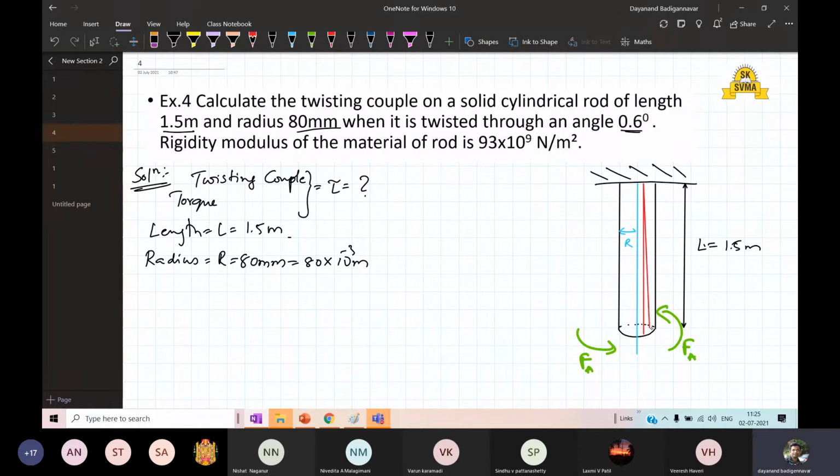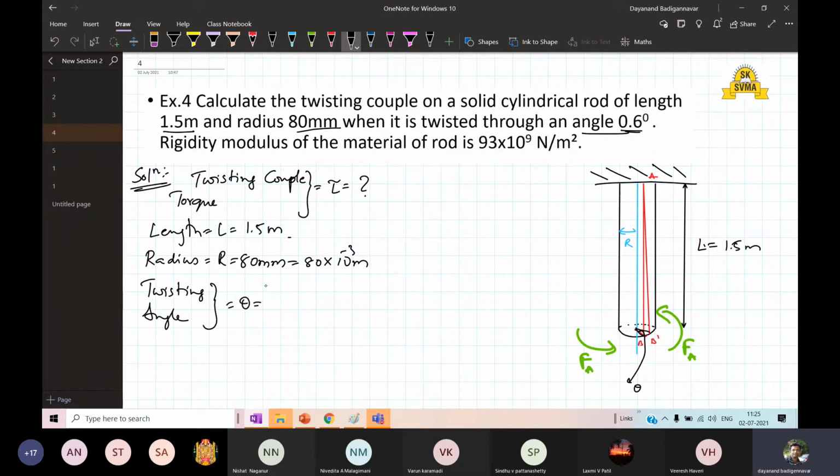Twist, how do I show it? This is A, this is B. It has shifted to B dash. A B dash, there is some twisting that is taking place. So if I take this as the axis, here the angle is theta. This is theta. The angle theta through which it is twisted is called the twisting angle.